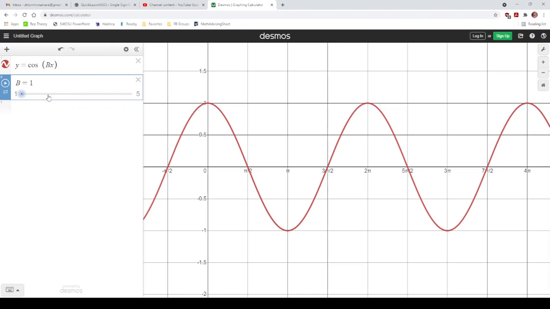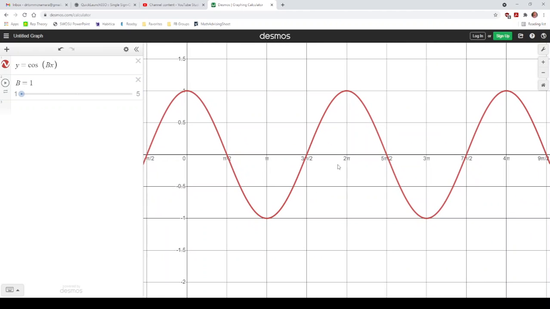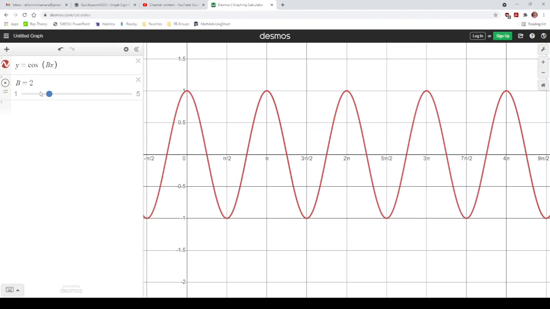Okay, so when B is 1, we're just dealing with the function cosine x. And we go through a complete cycle in 2 pi units. Okay, remember that's the period of the cosine function. So the period and the length of one complete cycle, same idea, same thing. Now, let's look at what happens when we change the value of b. We're going to slide this. We're going to look at b equals 2.